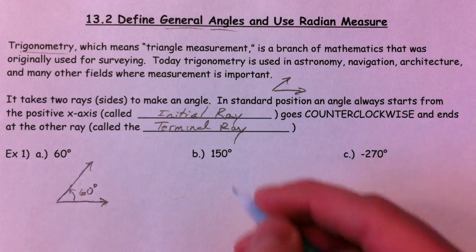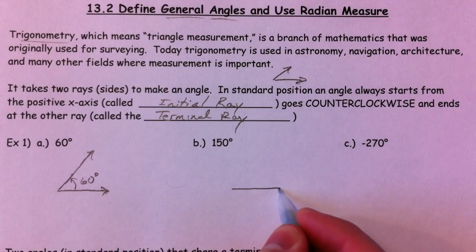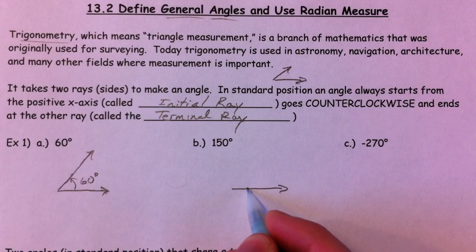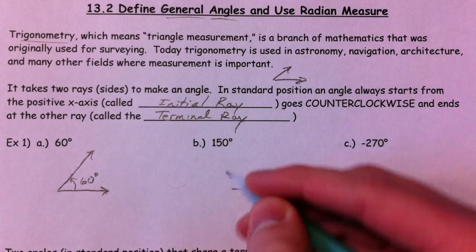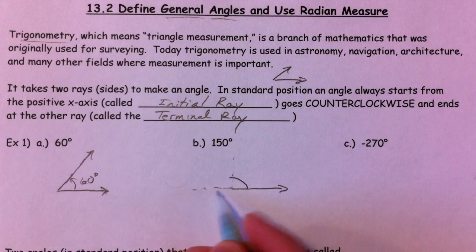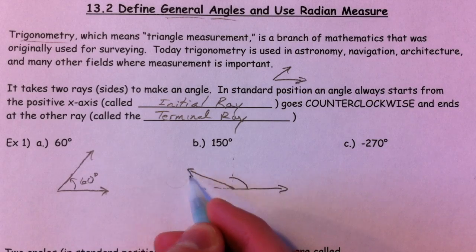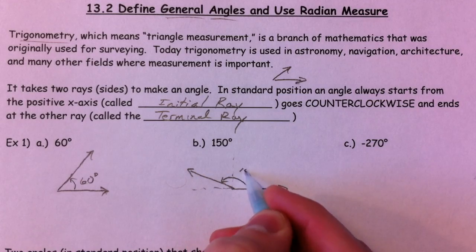If you want to, pause the video and try the next two on your own. 150. Starting from the positive x-axis, you're going to go past the 90-degree mark, which is the straight up and down, and then almost to straight across, which would be 180. And so that would be 150.